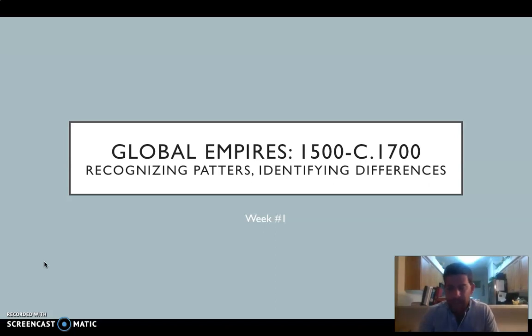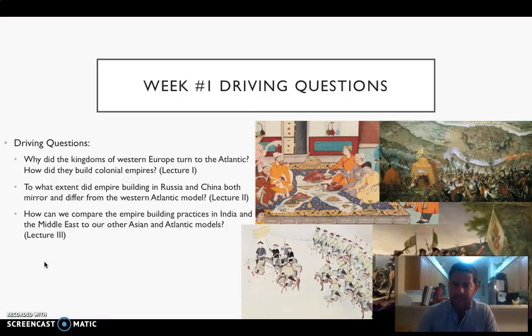Of course, as the subtitle also recognizes, there are clear differences between how these empires were built and the things that these empires emphasized. So week one, I called it Global Empires. We're looking at roughly 1500 to 1700. We'll have some overlap in our time frames as we look at different things, but we're interested in recognizing patterns and identifying differences. I'll give you guiding questions to follow as I'm presenting these materials. And you'll notice I have 3 lectures posted, so I have 1 question for each of these lectures.